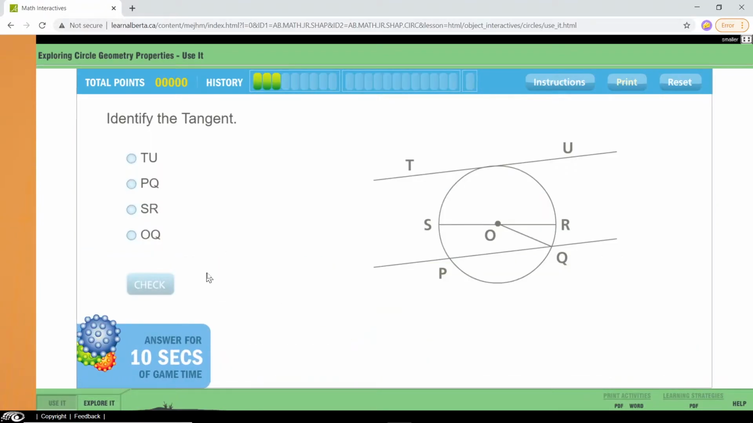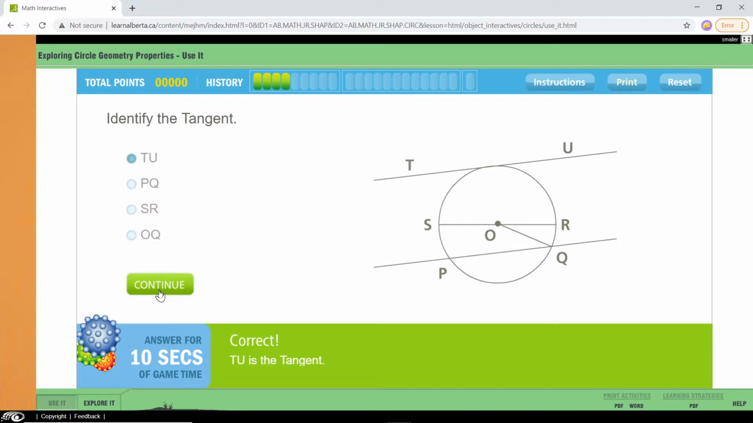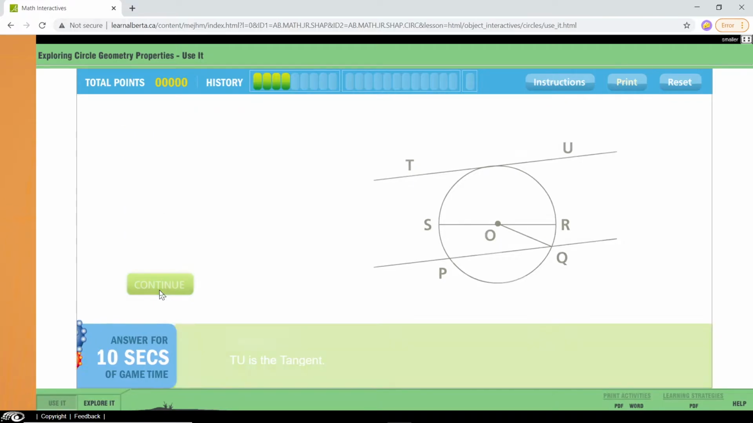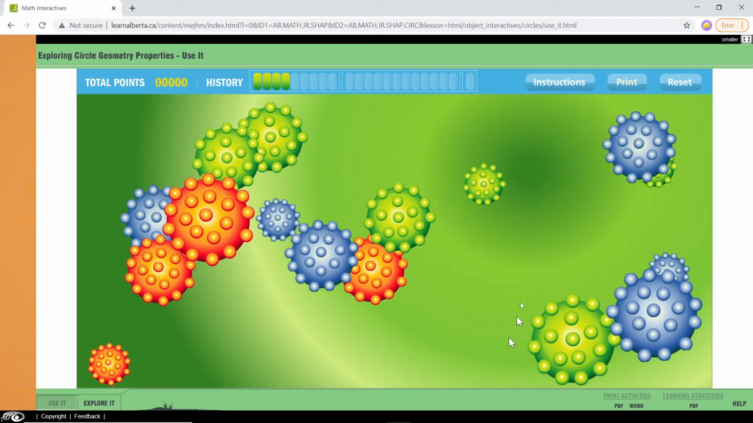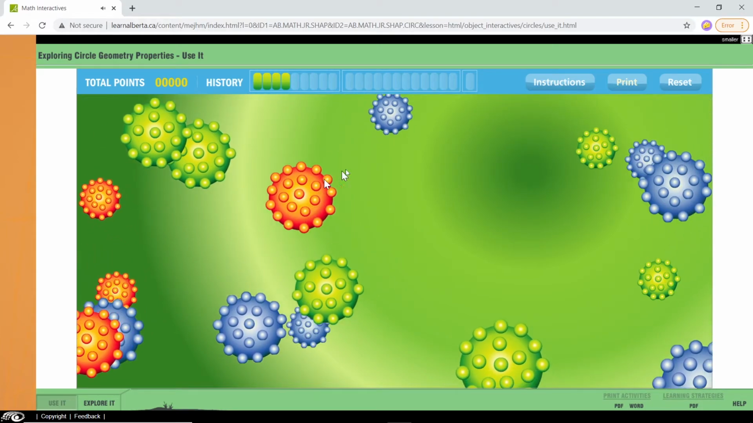Okay, now the question asks us to identify the tangent. The tangent is the straight line that touches one point of the circumference, which is the straight line TU. Okay, correct. So next, choose another circle.